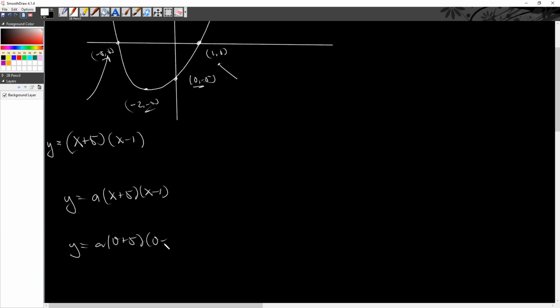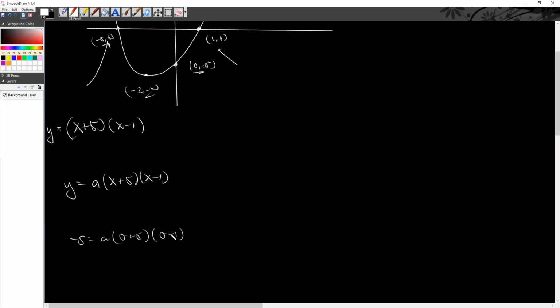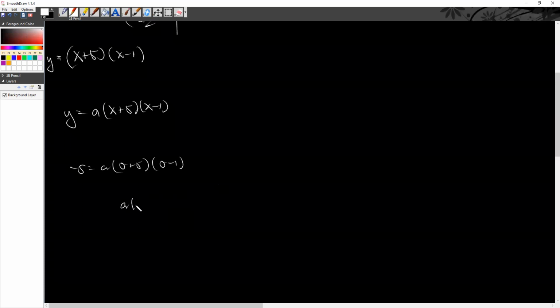Oops, darn it. Mistake. It's not y equals. It should be -5 equals A times (0 plus 5)(0 minus 1). So what you got is A times -5 equals -5, divide by -5. In this case, A equals 1, but I need you to show me that that's true. So then y equals, now it does say right in standard form, which means we actually have to multiply this thing out. So (x plus 5) times (x minus 1).